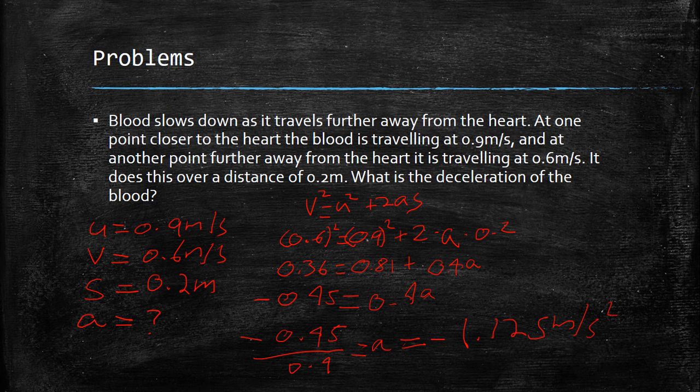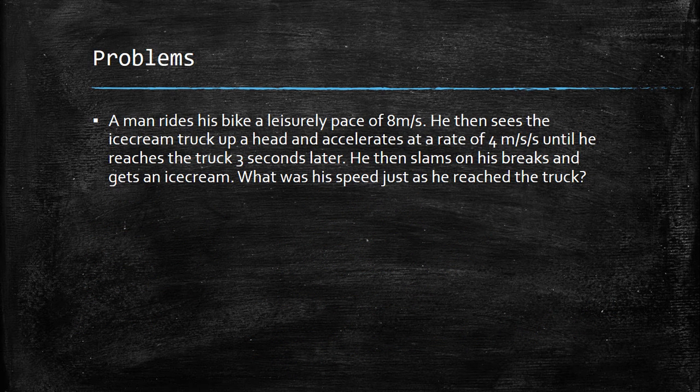Alright, let's move on to the next one. If you want to pause it here and have a go at it, more than welcome to. Alright, so we have a man, and he rides his bike at a leisurely pace of 8 meters a second. He then sees the ice cream shop up ahead and accelerates at a rate of 4 meters per second until he reaches the truck 3 seconds later. He then slams on his brakes and gets an ice cream.